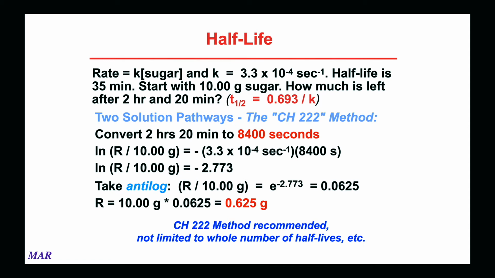So same answer. Now, really, in this class, I recommend the Chem 222 method because it may look weird, but honestly, it will get you out of any situation. And some of these problems will be much more difficult using the quote-unquote Chem 104 method because you may not have exactly 4 half-lives. You might have like 4.17 half-lives or something. Now, the Chem 222 integrated first order rate law works great in all of them.